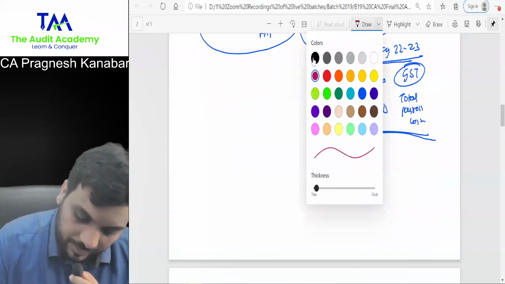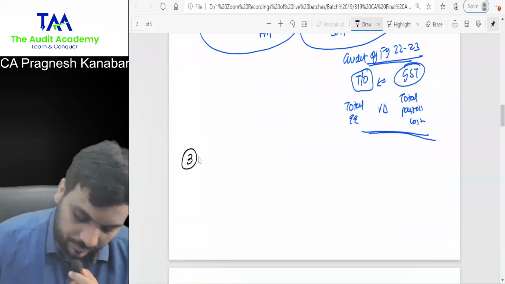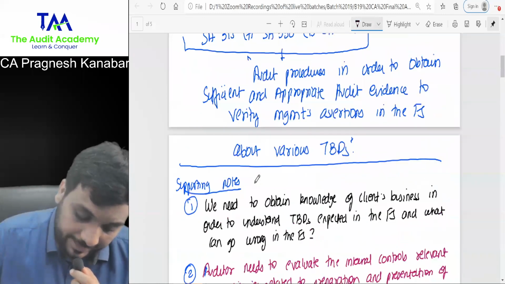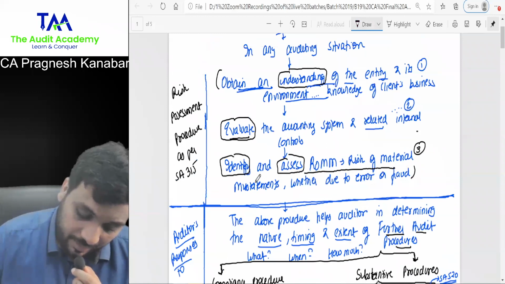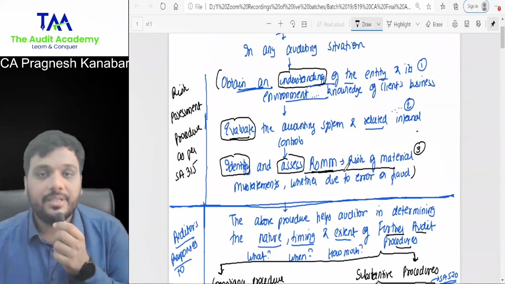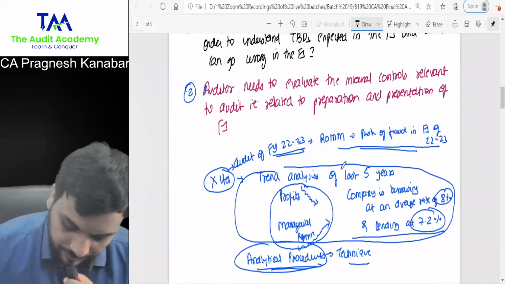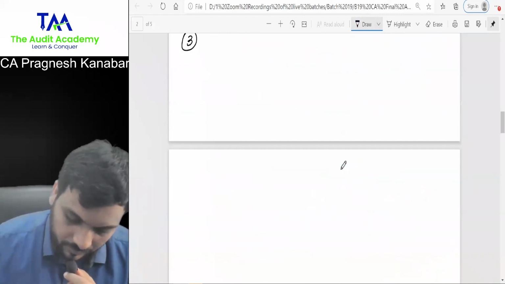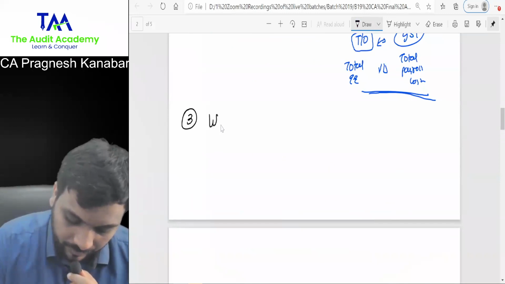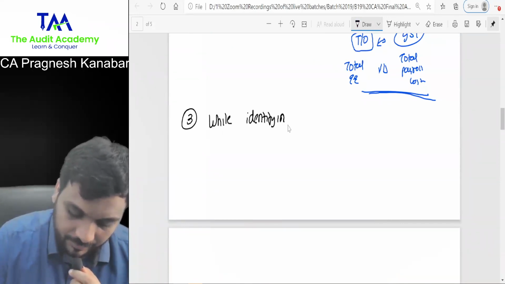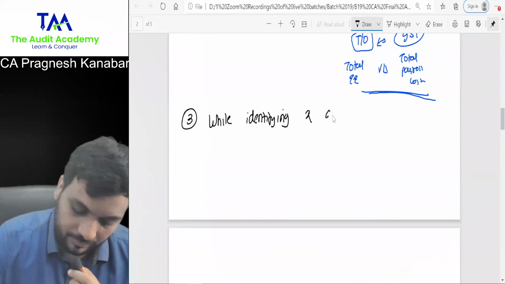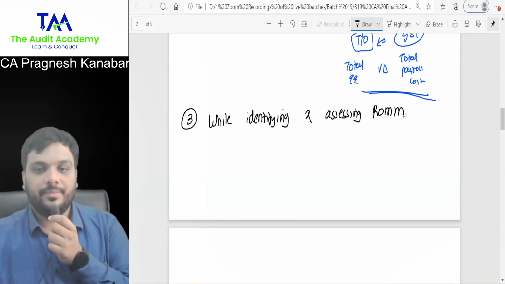Then you can write down the third note. Listen, don't forget the link. Number 3 was over here, for risk of material misstatement. There is a very important concept that I want to teach now. While identifying and assessing the risk of material misstatement.